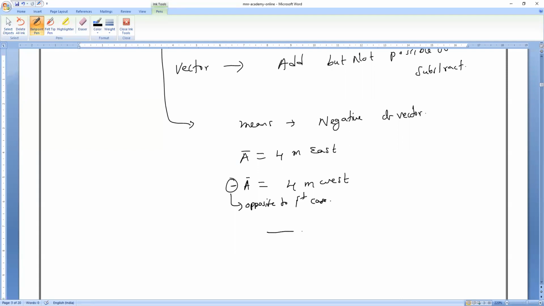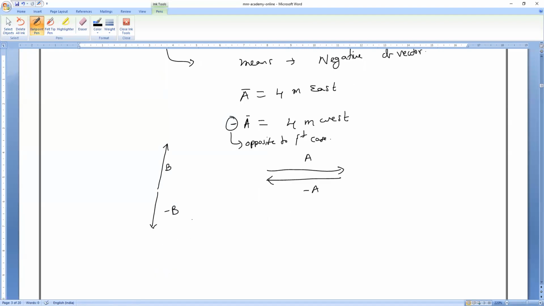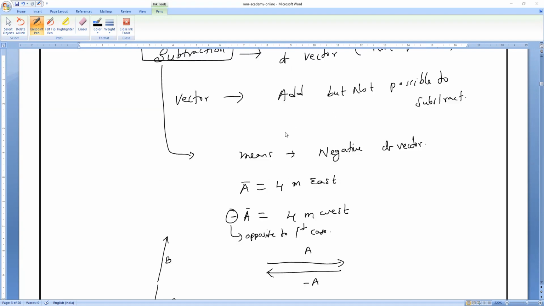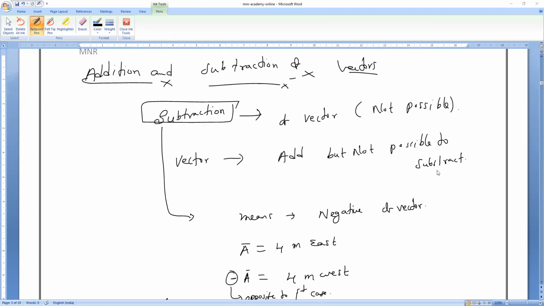4 meters east, I will say this is A. Now 4 meters west, I can represent with minus A. If it is upwards, for example, I'll say this is B. Then if I go downwards from that point, it becomes minus B. So minus is always indicating just the opposite one. It is not the negative of a vector. Remember that, but always remember it is not possible to subtract vectors.